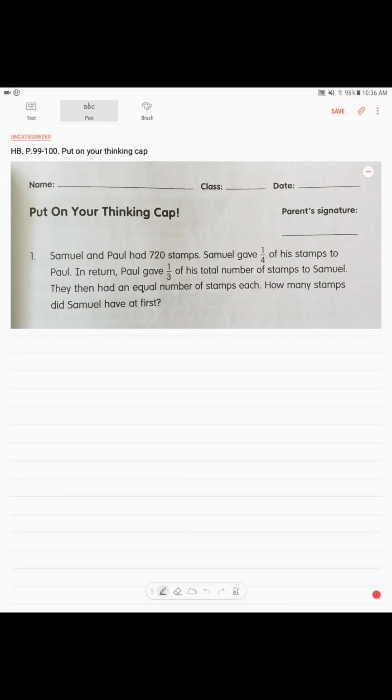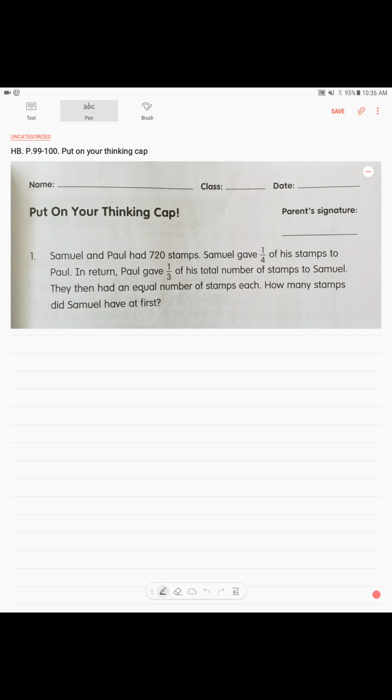Alright, let's wrap it up with our chapter 5 homework book, page 99 to 100, last two pages. Put on your thinking cap. These problems are challenging because you have to follow a certain logic through many steps, but if you're accurate through every step, that should be okay. And I assume you read the problem. If not, pause the video and I will proceed with the solution.